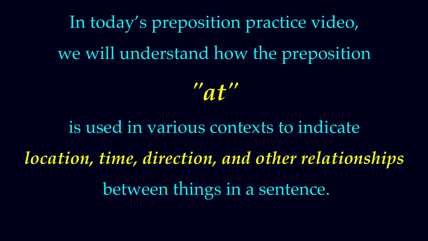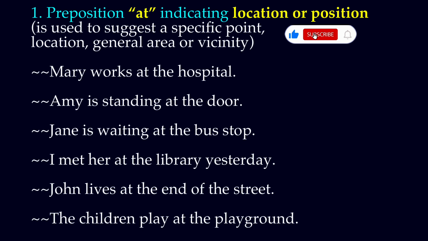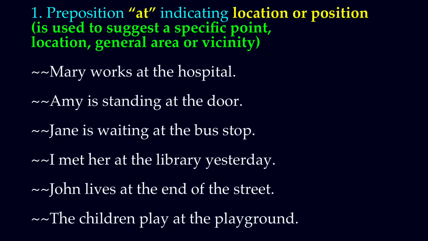In today's preposition practice video, we will understand how the preposition at is used in various contexts to indicate location, time, direction, and other relationships between things in a sentence. Let's start. Please speak out loud with me. 1. Preposition at indicating location or position is used to suggest a specific point, location, general area, or vicinity.